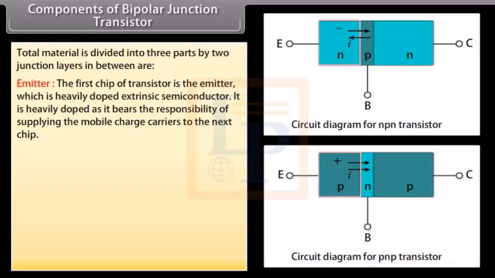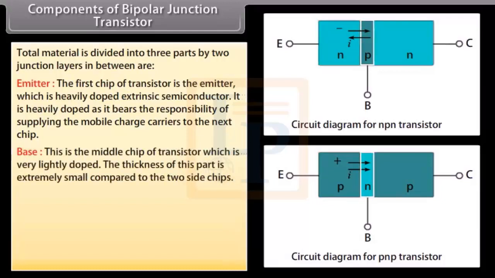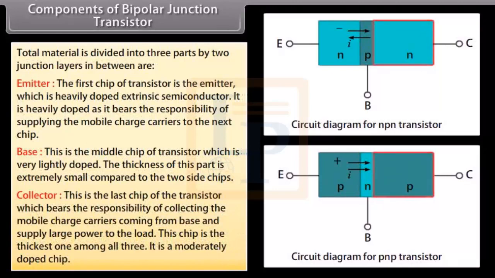It is heavily doped as it bears the responsibility of supplying the mobile charge carriers to the next chip. Base. This is the middle chip of the transistor, which is very lightly doped. The thickness of this part is extremely small compared to the two side chips. Collector. This is the last chip of the transistor, which bears the responsibility of collecting the mobile charge carriers coming from the base and supplying large power to the load. This chip is the thickest of all three. It is a moderately doped chip.